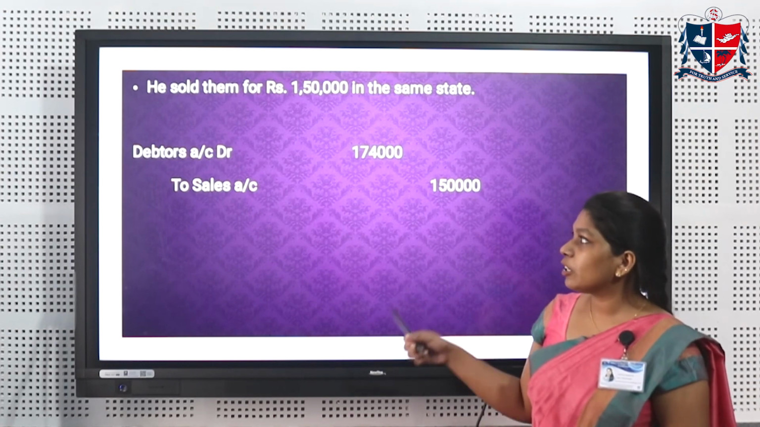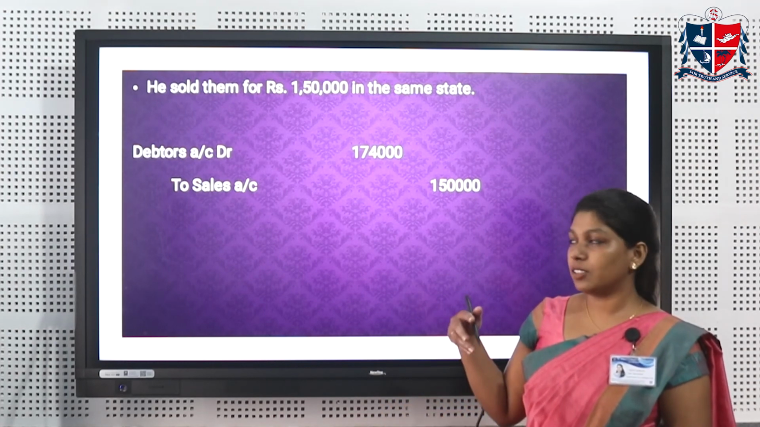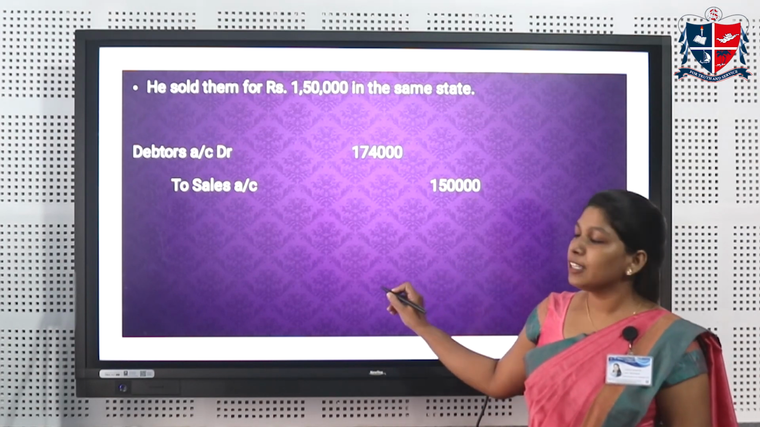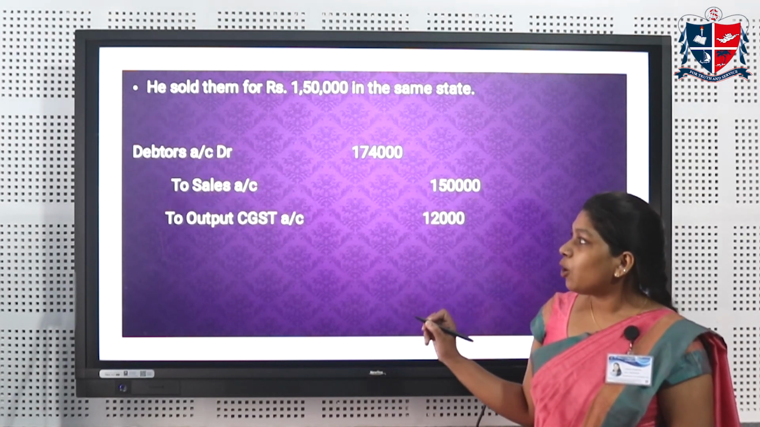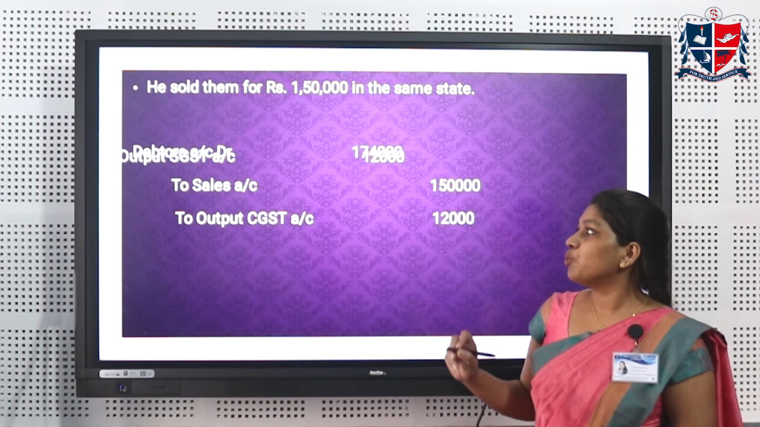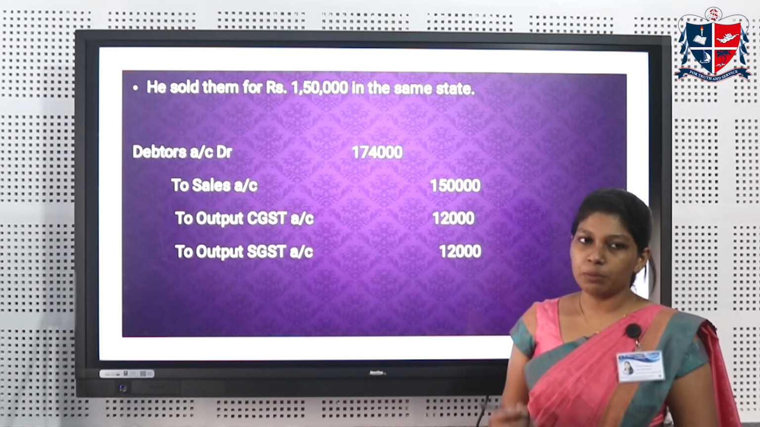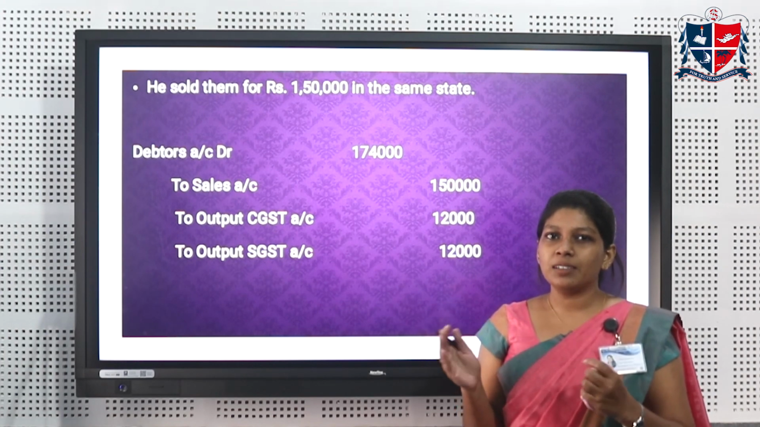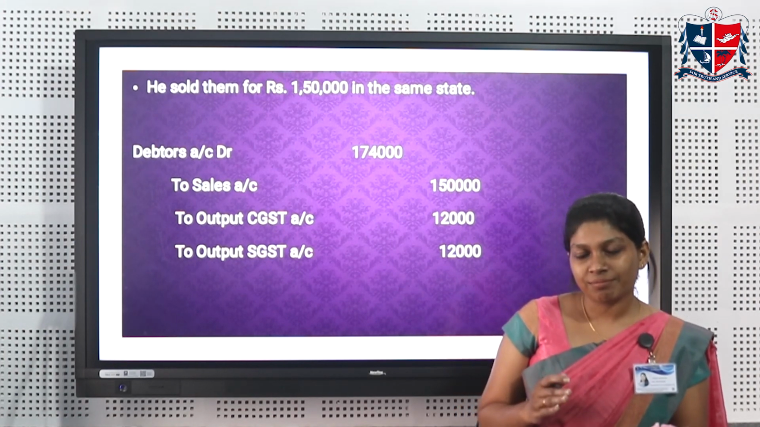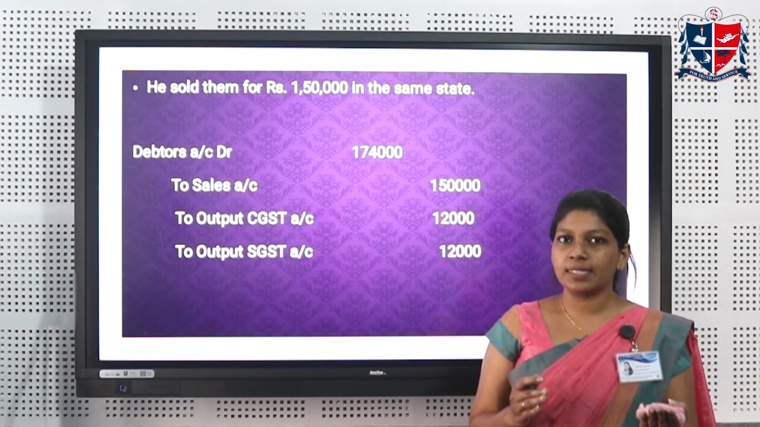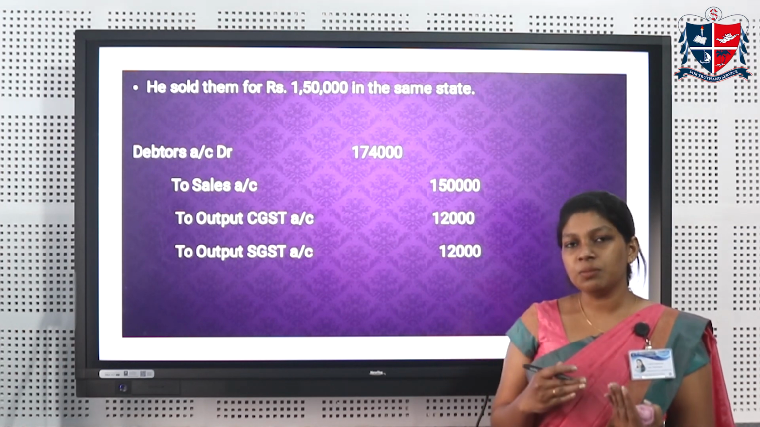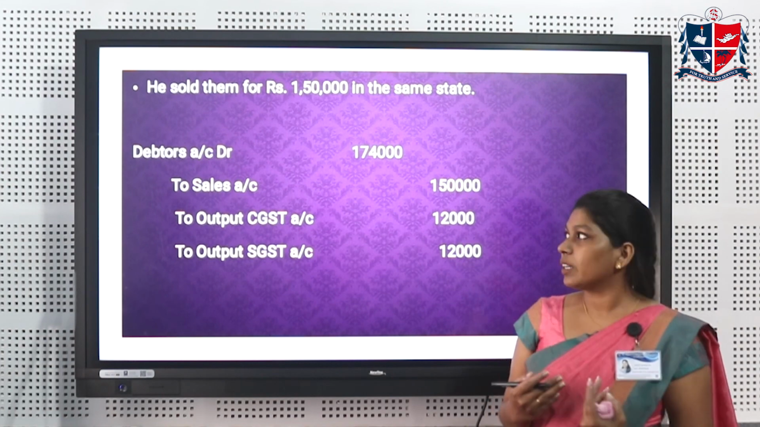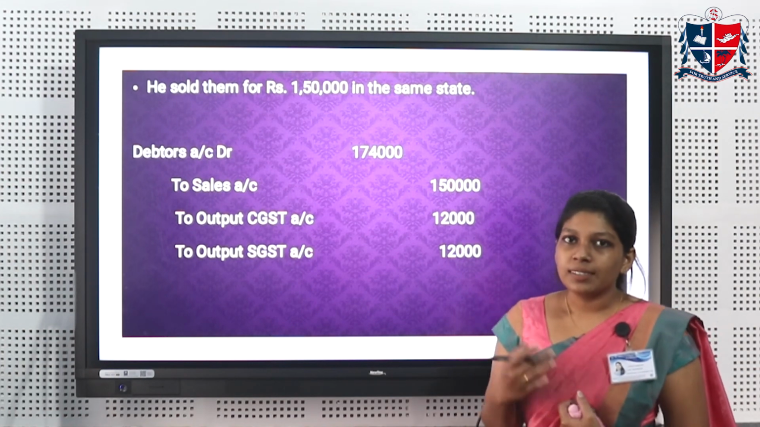In order to include CGST and SGST, the journal entry will be debtors account debit to sales, to output CGST, to output SGST. These are all the items related to CGST, and these are the basic terms relating to CGST, SGST and IGST. So that's all about GST.